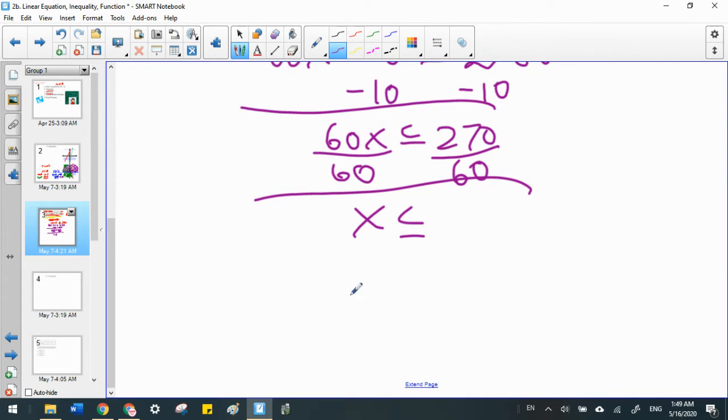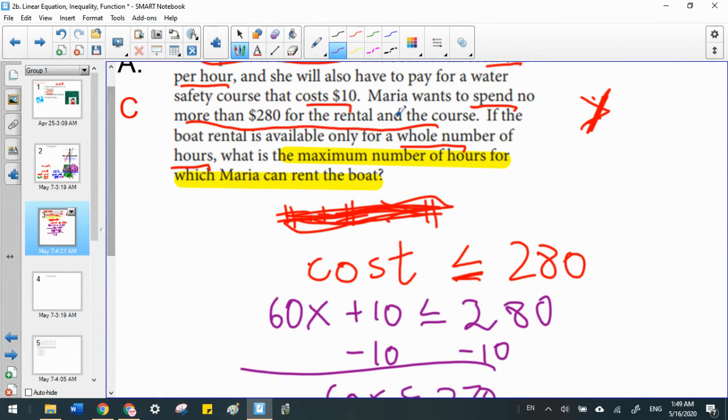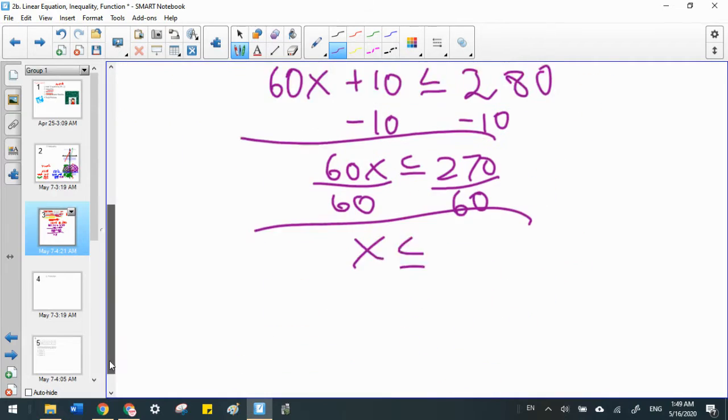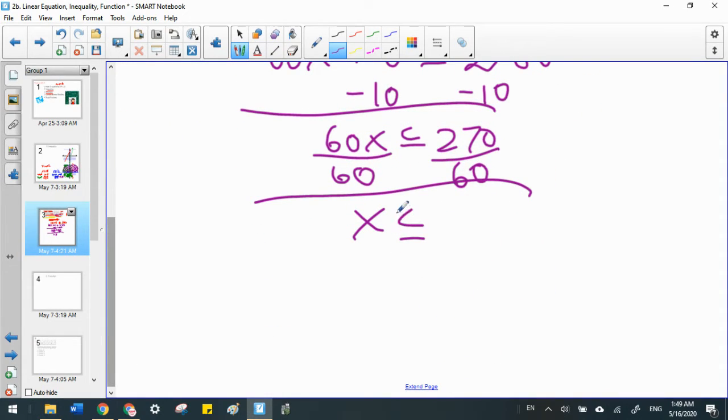So feel free to get your calculator out and do 270 divided by 60. But if you remember the fact that they're literally just asking for whole numbers, that means we can absolutely estimate. I know 240 divided by 60 would give me 4. So 270 divided by 60 would give me 4 point something. You can stick a 3 there or whatever. It doesn't really matter because you know that in this case you're looking for whole numbers, which means that if x has to be less than or equal to 4.3 something, I know that the largest number of hours that I can rent the boat for is 4 hours.